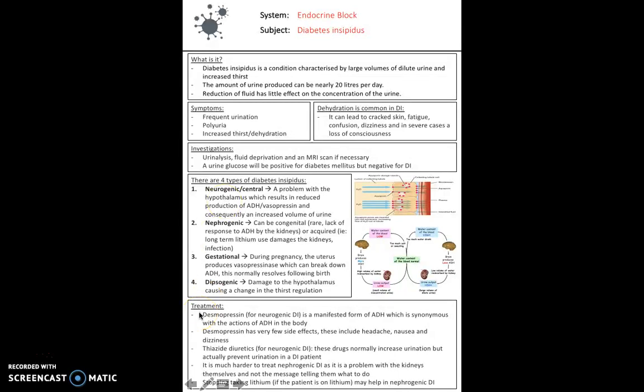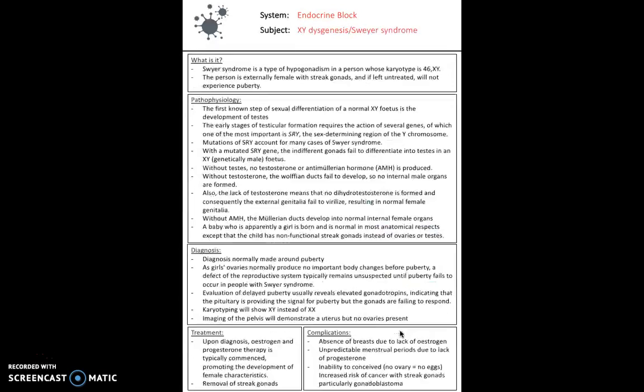And it's important to be aware of the management and treatment as well. So desmopressin is really important because it's synonymous with the actions of ADH in the body, i.e. opens up those aquaporins on the collecting duct and allows reabsorption of water into the body.